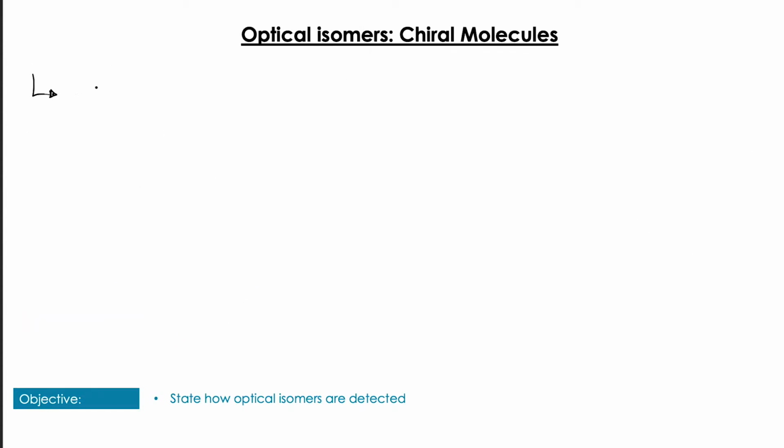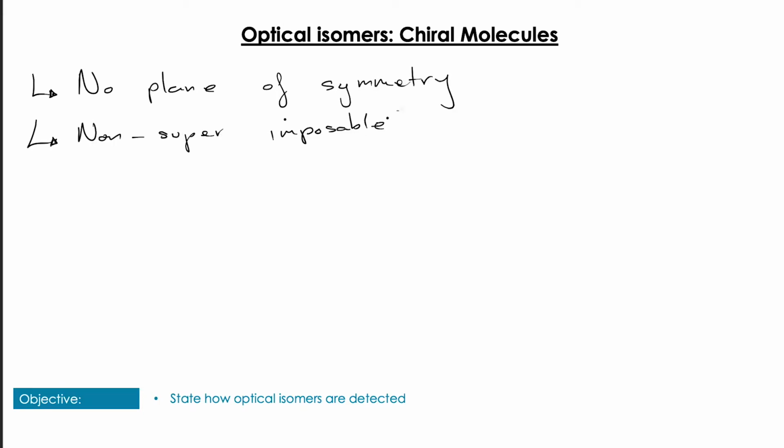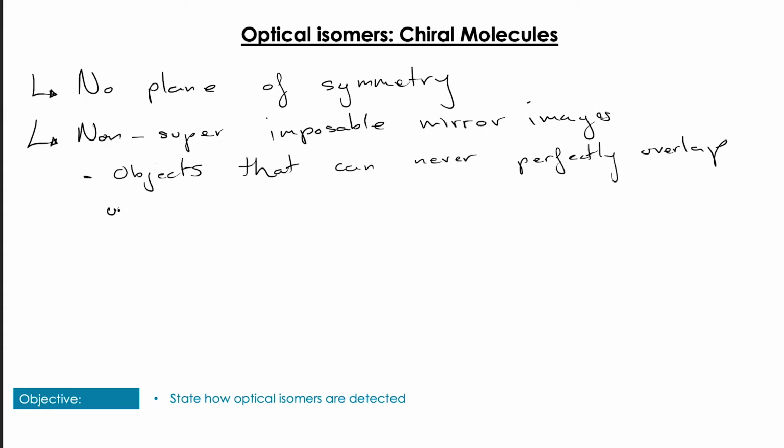So chiral molecules have a few distinct features, the most important of which is that they have no plane of symmetry. That's going to be important when we come to identifying chiral carbons later as well. As I've said before, they're non-superimposable mirror images of each other, and remember that just means that the objects can't ever perfectly overlap with each other when they're in the same place.